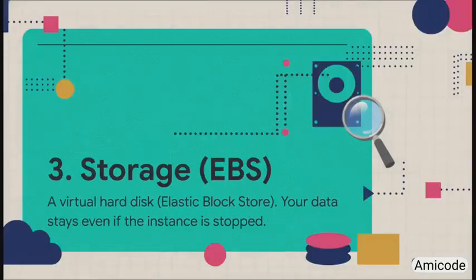Of course, every computer needs a hard drive, right? In the cloud, that's called EBS, or Elastic Block Store. Now, the absolutely crucial thing to remember here is that this storage is persistent. That means if you stop your instance to save money, your data doesn't just vanish. It stays there, safe and sound, waiting for you to start the instance back up again.